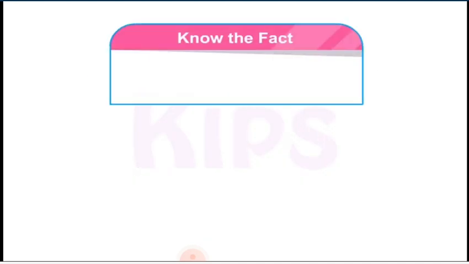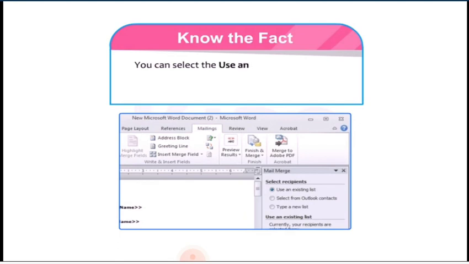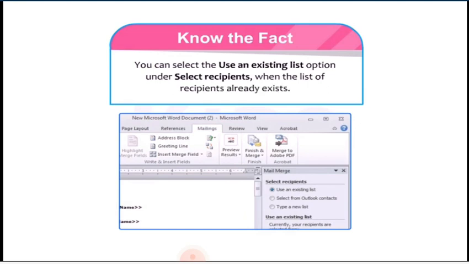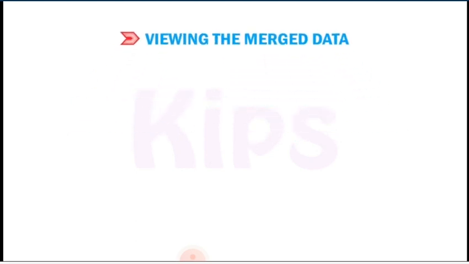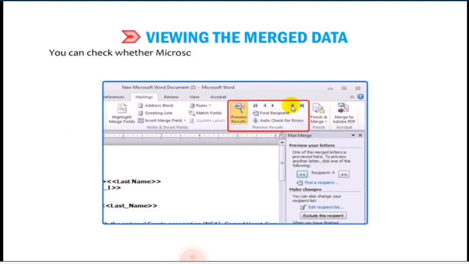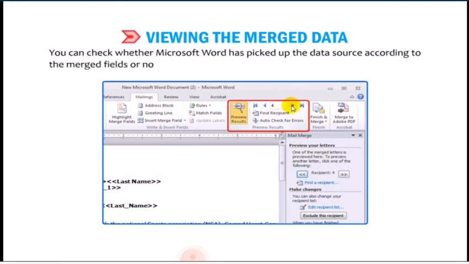Students, know the fact: you can select the Use an Existing List option under Select Recipients when the list of recipients already exists. Let us find out how to view the merged data. You can check whether Microsoft Word has picked up the data source according to the merged fields or not by viewing it on the screen.